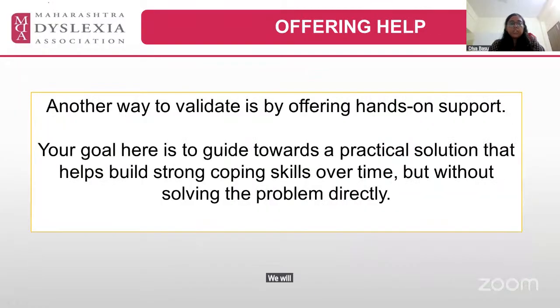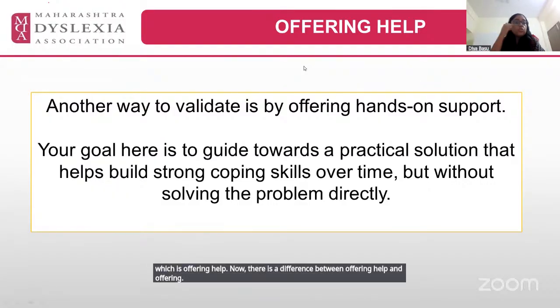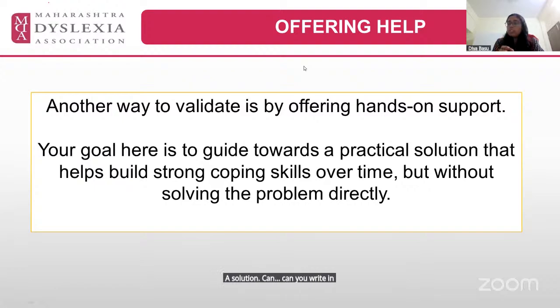We will move on to the third aspect of validation, which is offering help. Now, there is a difference between offering help and offering a solution. Can you write in the chat box about what you think is the difference between offering help and offering a solution? If somebody wishes, they can also unmute themselves and speak about it. Or you could use the chat box. Offering help versus offering a solution. Think about it.